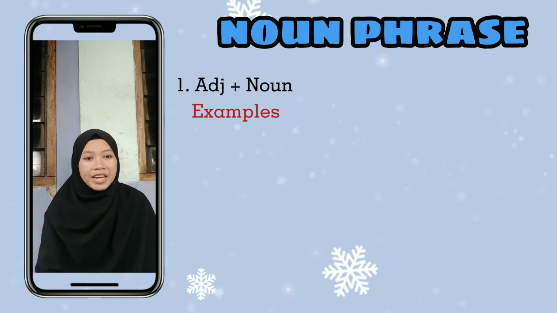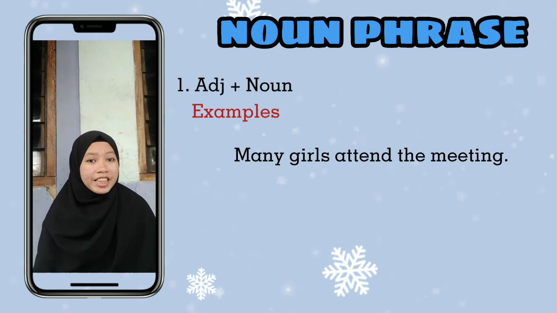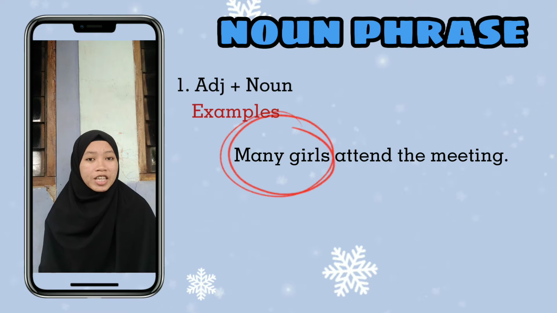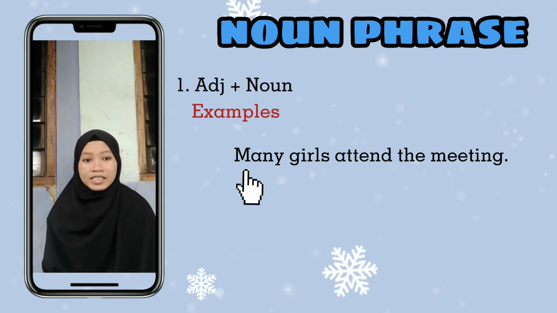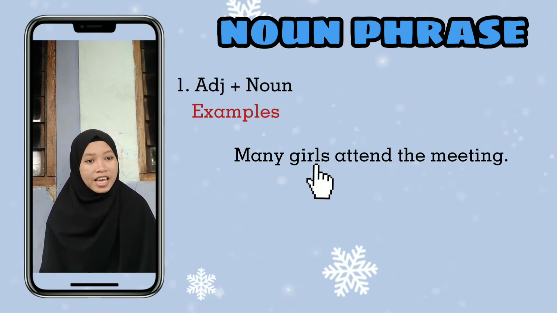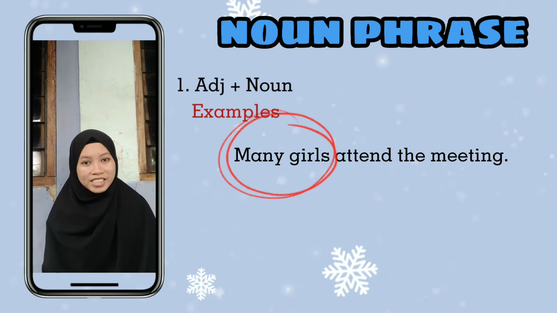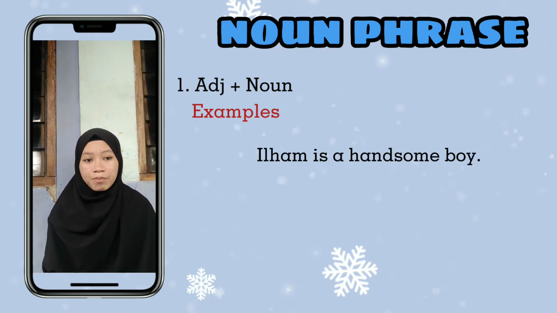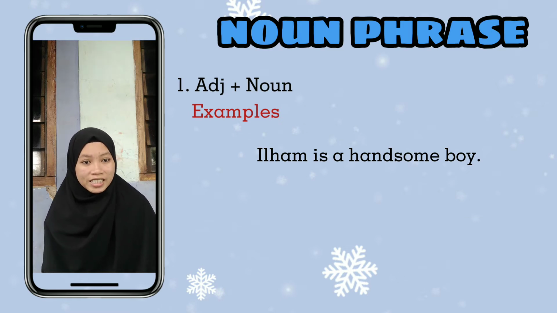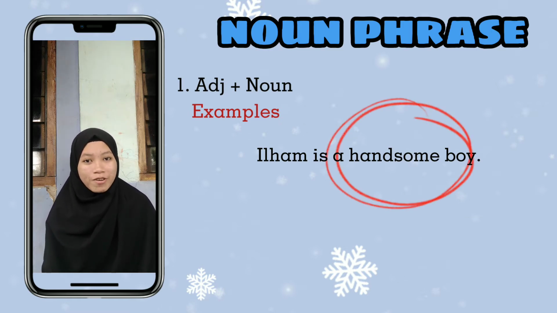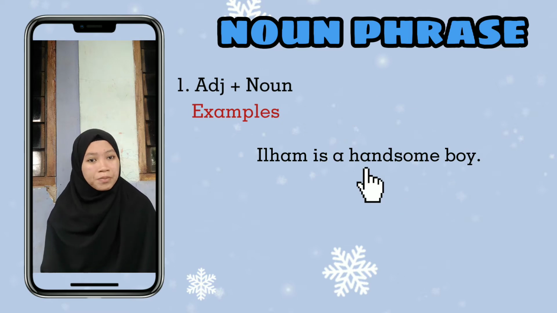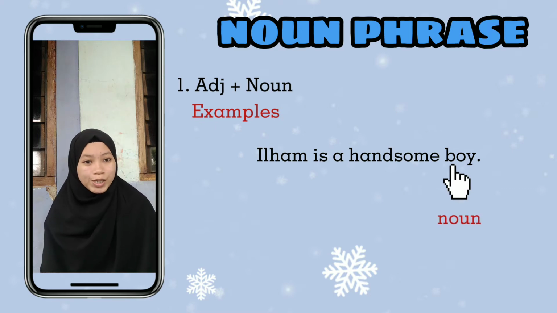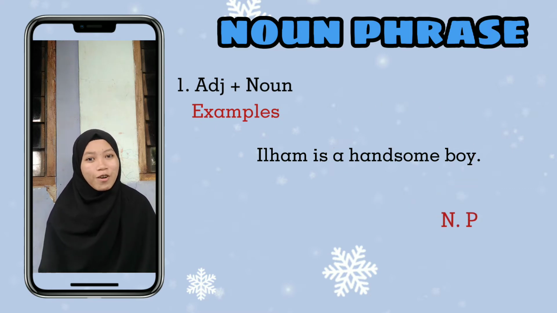And then, many girls attend the meeting. In this sentence, many girls is noun phrase. Many as number and girls as noun. So, many girls is noun phrase. The last example of pre-modifier, Ilham is a handsome boy. In this sentence, a handsome boy is noun phrase. A handsome as condition and boy as noun. So, a handsome boy is noun phrase.